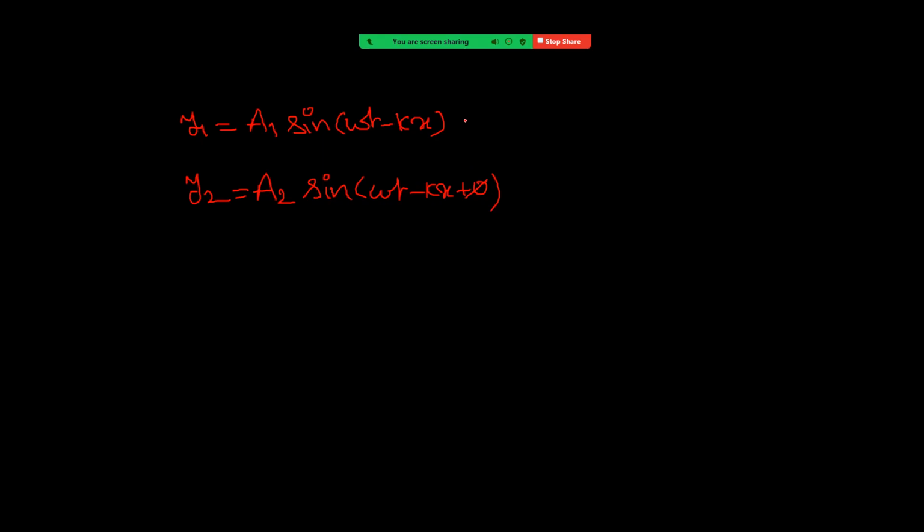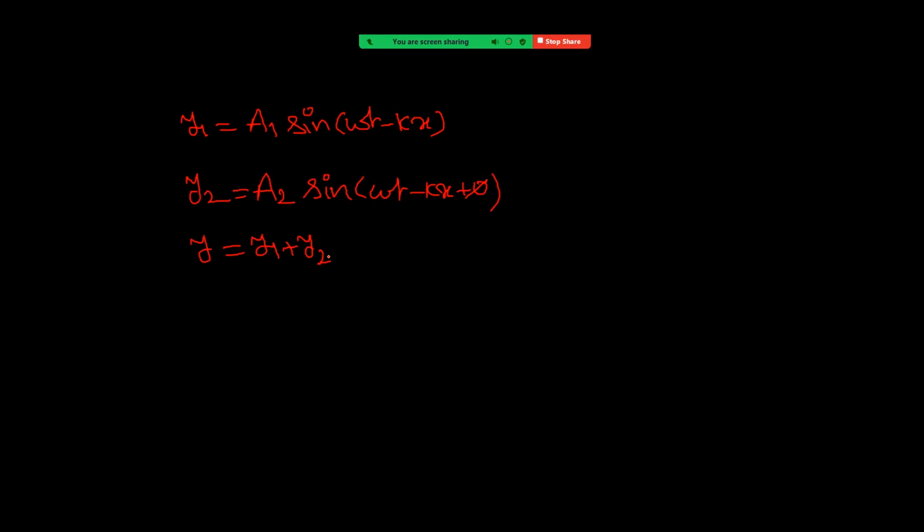So two waves traveling in the same direction, having the same frequency. When they superimpose, what is the resultant wave? Meaning, what is its amplitude? How to calculate that? See how to calculate. The resultant of these two is given by y equal to y1 plus y2. This is according to the principle of superposition.